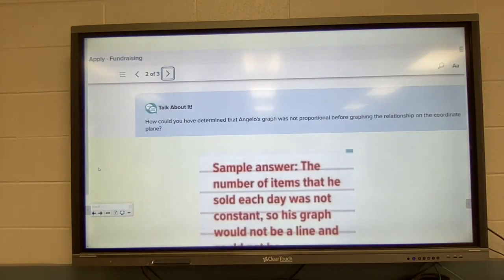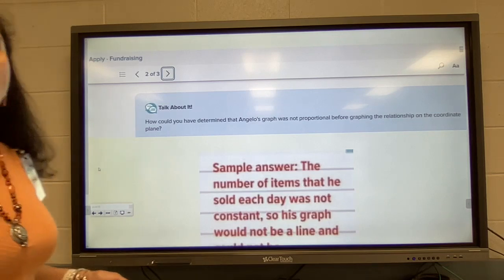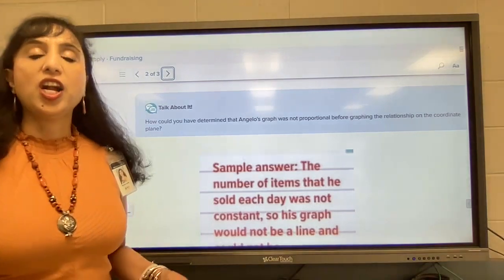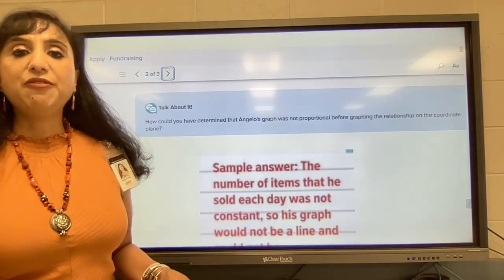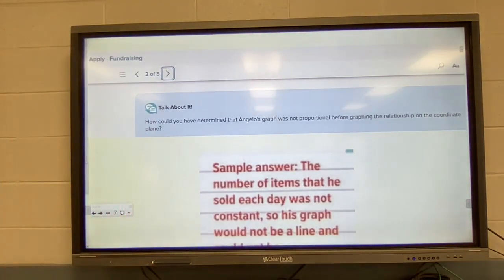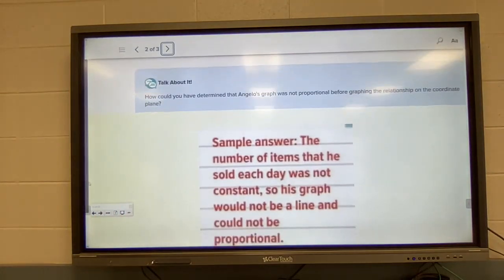How could you have determined that Angelo's relationship was not proportional before graphing it on the coordinate plane? Because the number of items sold each day was not constant. So the graph could not be a straight line, okay, and could not be proportional.